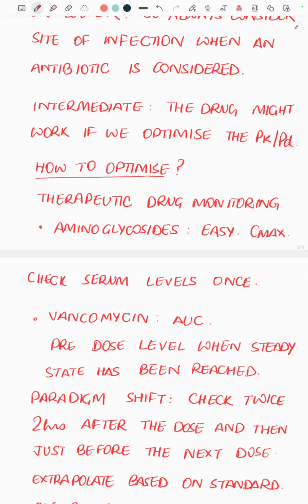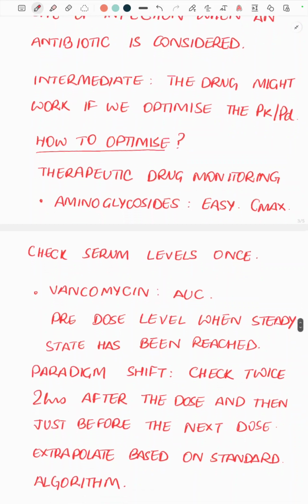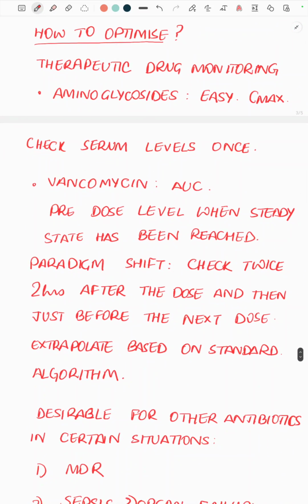With aminoglycosides, we look at the CMAX and check serum levels. But with vancomycin, we have to check the AUC. AUC is a more difficult calculation to make. So what we did was a pre-dose level when steady state had been reached, so after maybe 2 days of vancomycin. But then we found out that the pre-dose level may not correlate to the AUC. And that brought about a paradigm shift in vancomycin monitoring. It's advised to check it twice, once 2 hours after the dose and then just before the next dose, and then extrapolate based on some standard algorithms to find out what AUC was achieved.